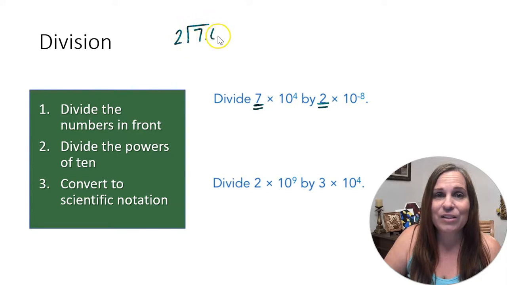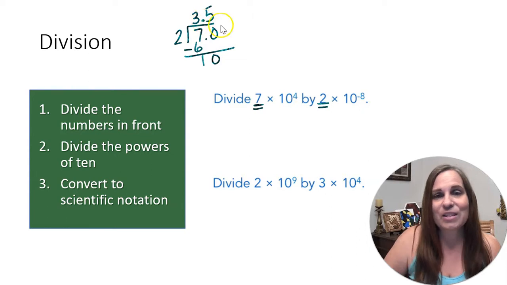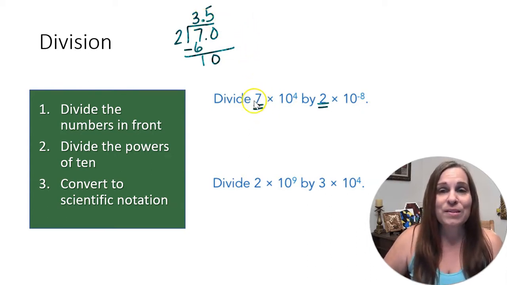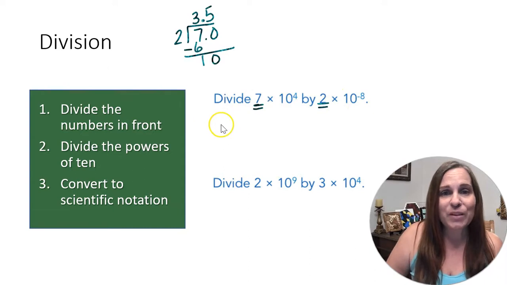I'll write out the long division. 2 goes into 7 3 times. Subtract. Bring down. 2 into 10 goes 5 times. And don't forget to bring up that decimal point. So 7 divided by 2 is 3.5.